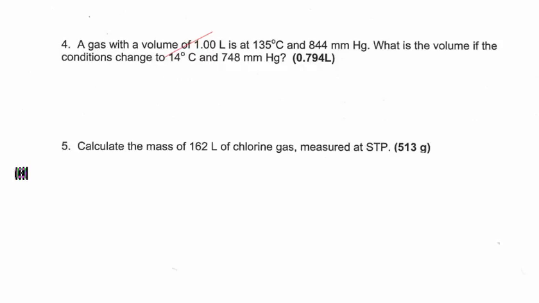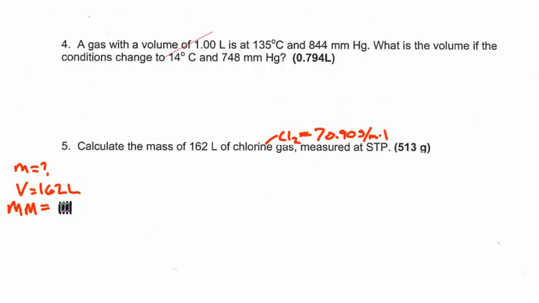So it says calculate the mass. So we're going to be looking for mass of 162 liters. That's a volume of chlorine gas. So chlorine gas, we've got Cl2. So our molar mass, wouldn't be a terrible idea to know what the molar mass is. Not really sure if I need it yet or not. But our molar mass for this is going to be 70.90, just twice the mass of chlorine. That's going to be grams per mole. So 70.90 grams per mole.